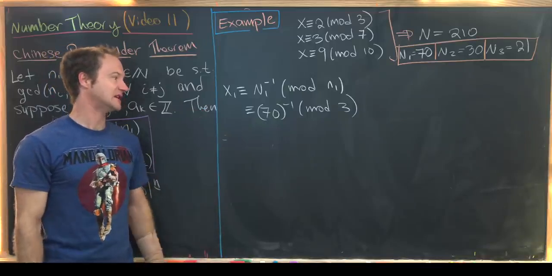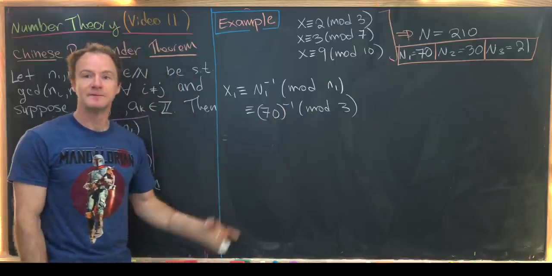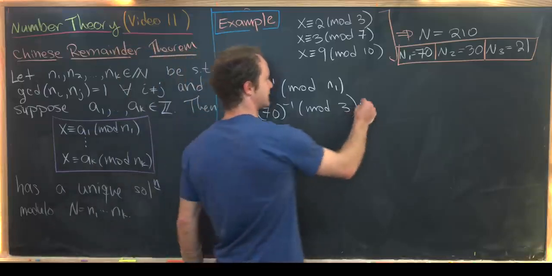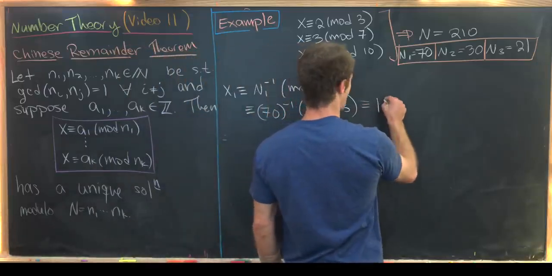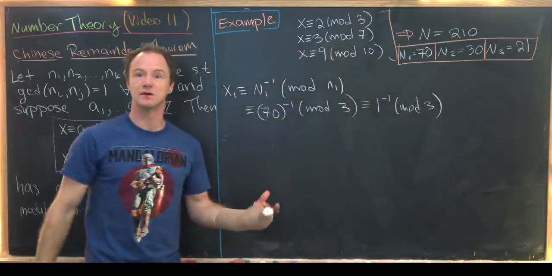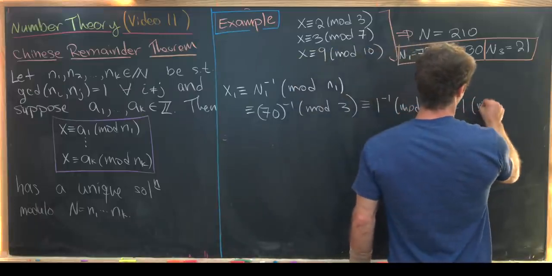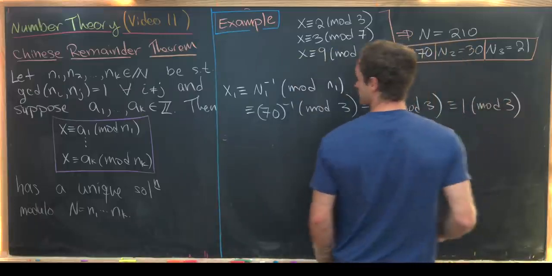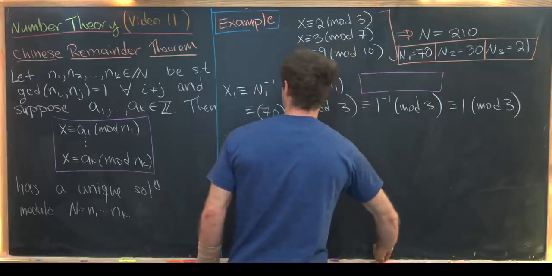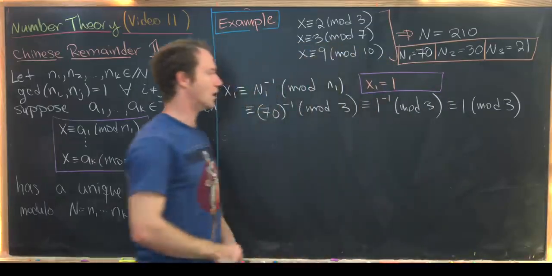Well, what's 70 inverse? Maybe first of all, we should reduce 70 mod 3. Notice that 70 is one more than 69. 69 is a multiple of 3. So this is the same thing as 1 inverse mod 3. But then 1 is its own multiplicative inverse mod 3. So we know this is 1 mod 3. So all of this comes together to say that our X1 can be taken just to be the number 1.